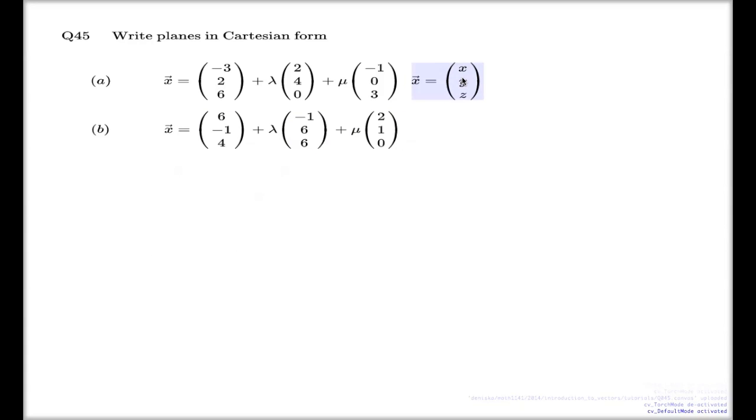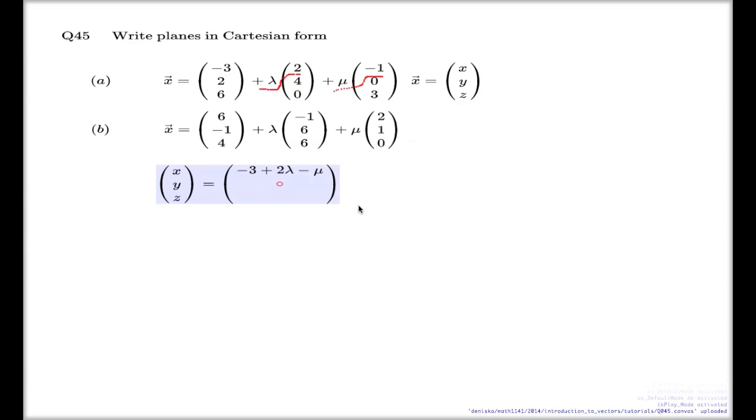Now, the next step will be equating the x, y, z column to these three columns together. Here's my equation. Left-hand side, x, y, and z. Right-hand side is -3, 2, -1 components: -3 lambda, 2 mu, and -1. Second line of components: this 2, this 4 times lambda, and no presence of mu because of the 0. And the last one is 6, no lambda, and 3 of mu.